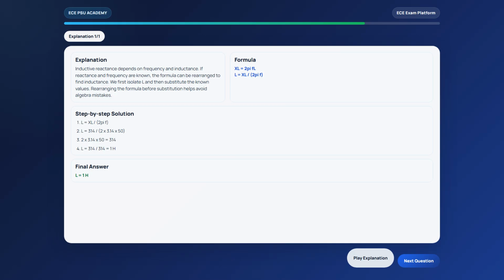Inductive reactance equals 2 pi F L. Inductance equals inductive reactance divided by 2 pi F. The reactance formula is rearranged because inductance is the unknown, so L must be isolated before substituting numbers. Now calculate, inductance equals inductive reactance divided by 2 pi F.